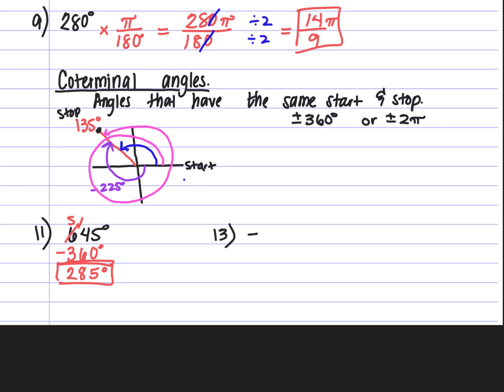13 is negative 1,682 degrees. Because it's negative, we're going to have to add 360. But it's really big, so you're going to have to keep going, add another 360, add another, until you get an answer between 0 and 360 degrees, okay? So just wanted to point that out there. Let me go to the next page.